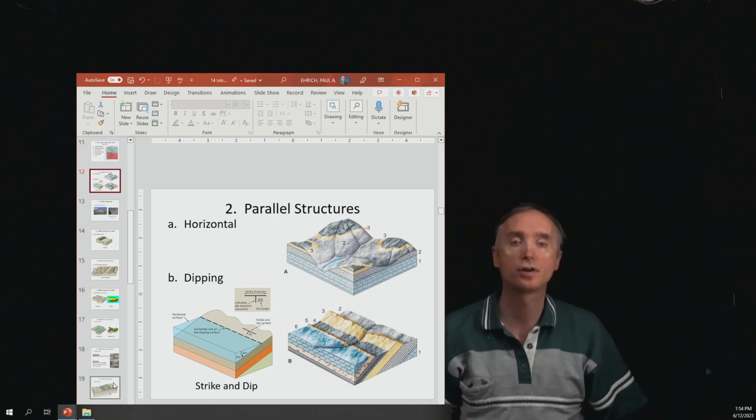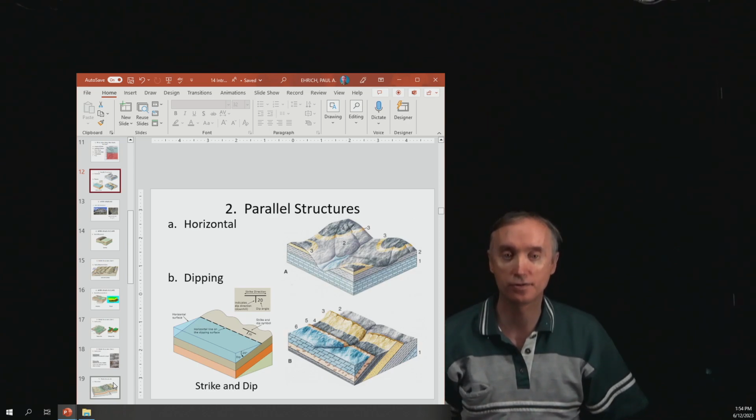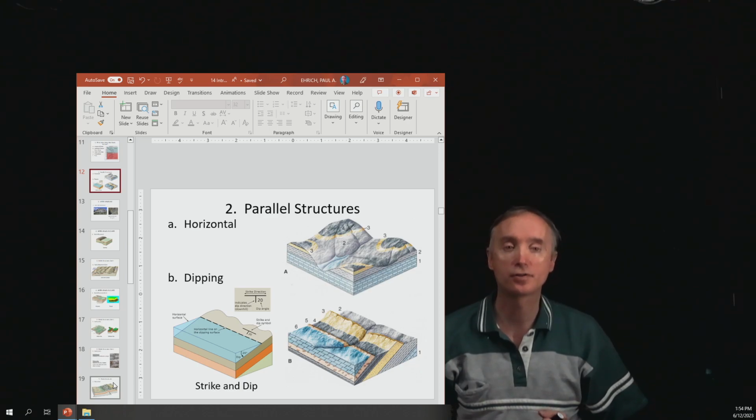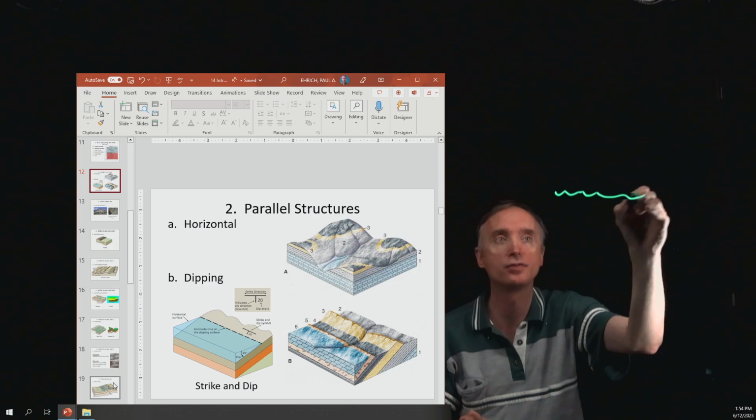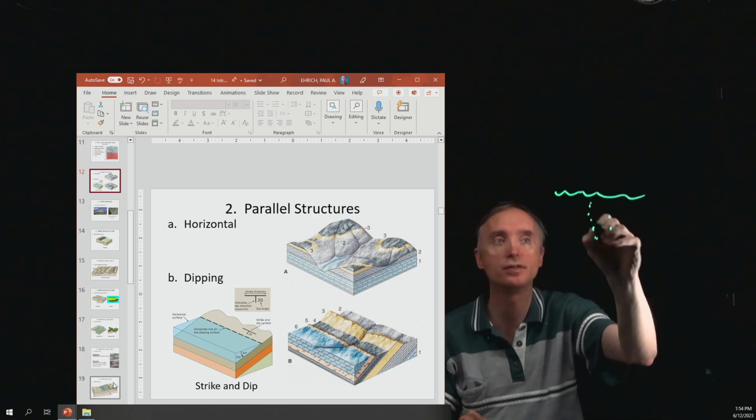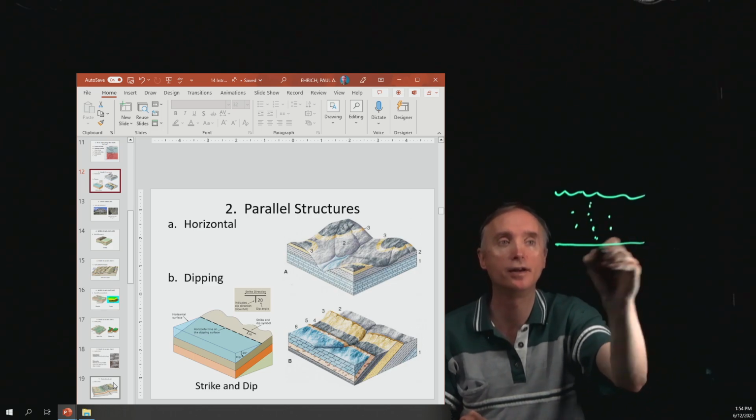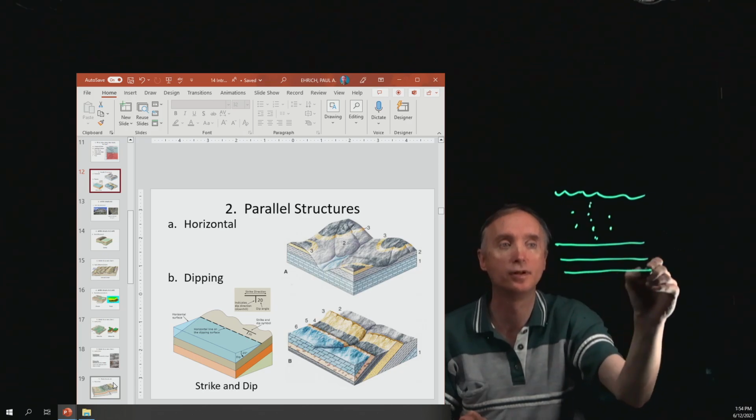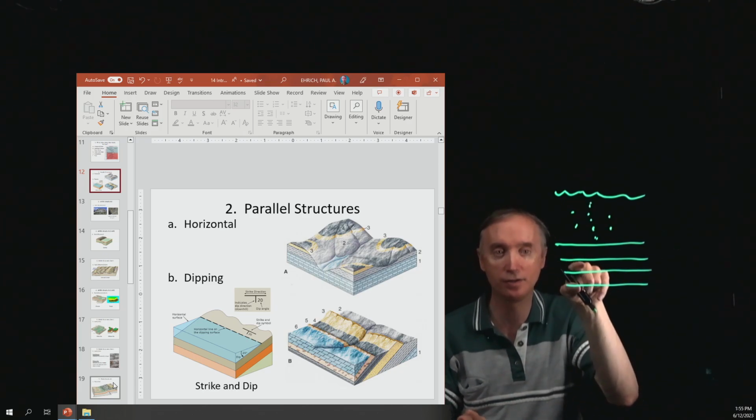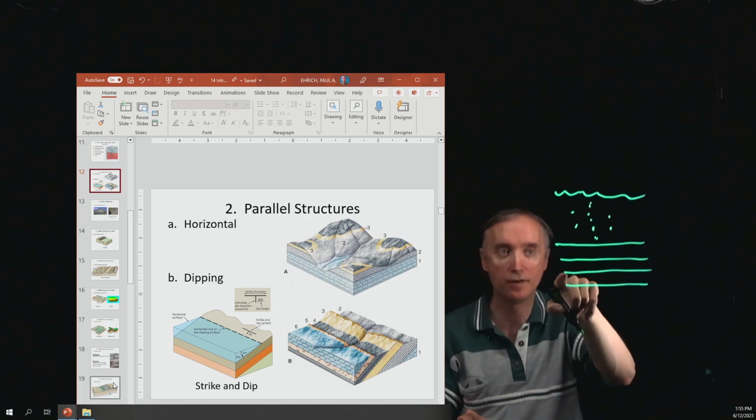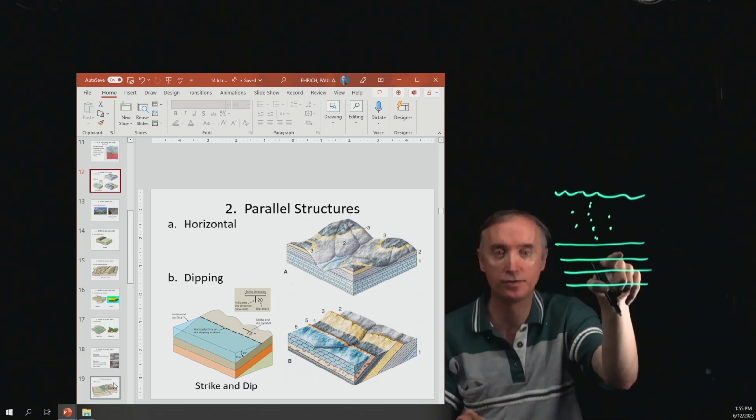Now we want to talk about the different kinds of structures that are formed by stresses. The first structure that you need to be familiar with is parallel structures. For example, in the ocean, calcium carbonate precipitates down, and it's going to make layer after layer of limestone, and it's going to make parallel beds. Now this is the sideways view, and you can obviously see that these are parallel beds.